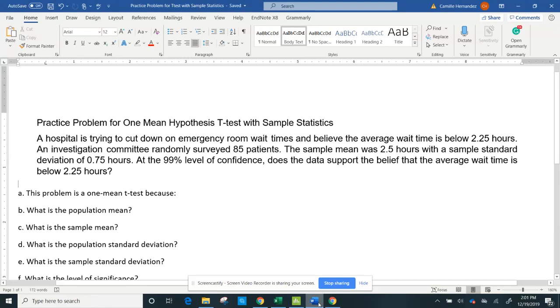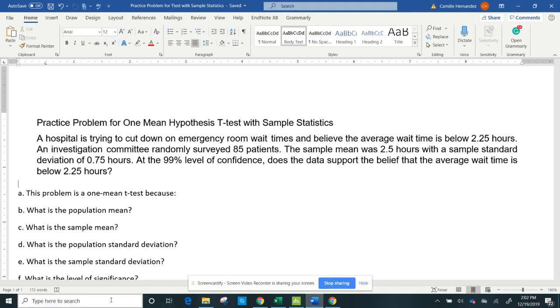So now let's do a practice problem for a one mean hypothesis t-test, given the sample statistics. A hospital is trying to cut down on emergency room wait times and believes the average wait time is below 2.25 hours. An investigation committee randomly surveys 85 patients. The sample mean was 2.5 hours with a sample standard deviation of 0.75 hours. At a 99% level of confidence, does the data support the belief that the average wait time is below 2.25 hours?